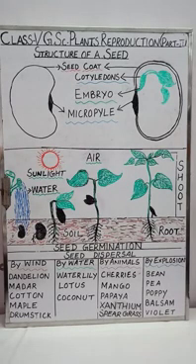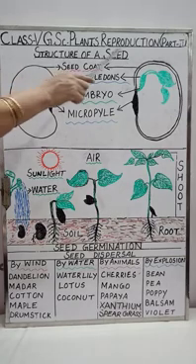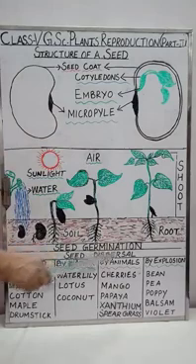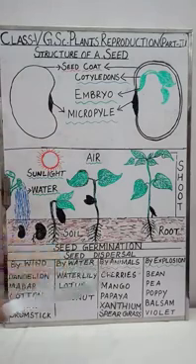This is the continuation class of science lesson Plants Reproduction. In previous class we have already studied about the sexual and asexual reproduction in plants. Today we shall discuss about the structure of a seed, seed germination and seed dispersal.